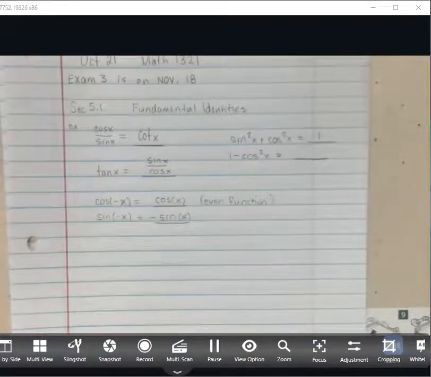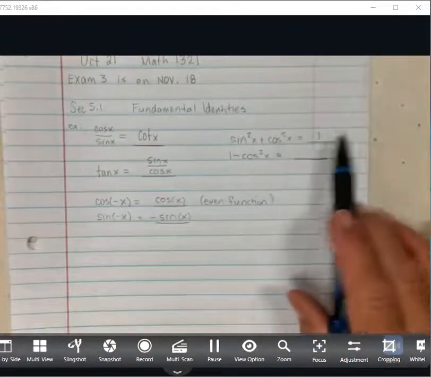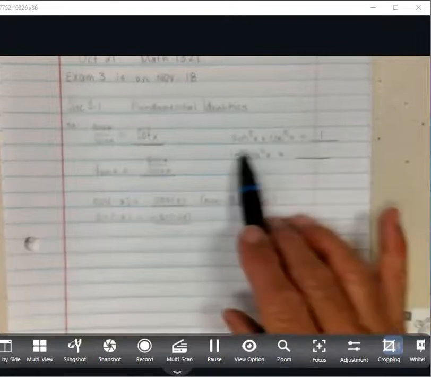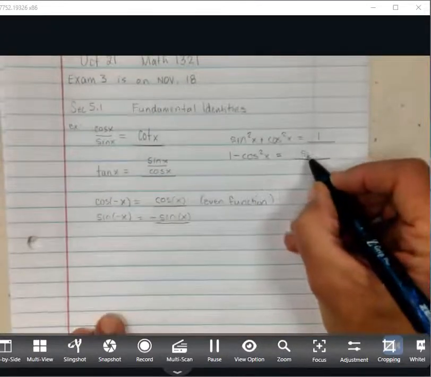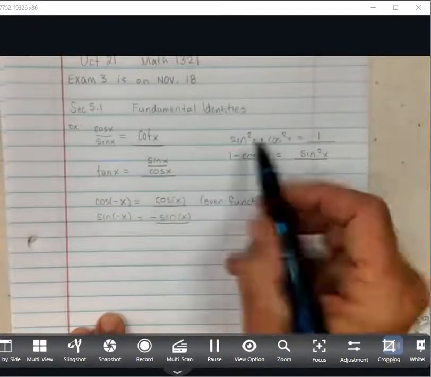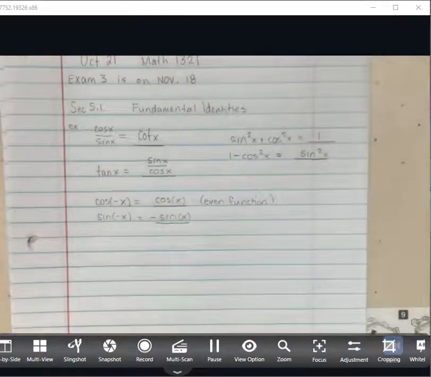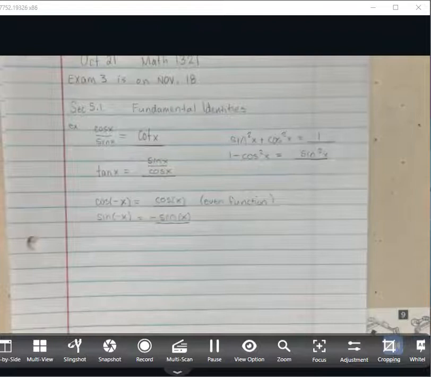I just took that identity above and rearranged it. I kept the cosines, I took the cosine squared to the other side by subtracting. So 1 minus cosine squared will be the sine squared. So you need to know this Pythagorean identity in its 3 equivalent forms. Sine squared plus cosine squared is 1. 1 minus cosine squared is sine squared. 1 minus sine squared is cosine squared.